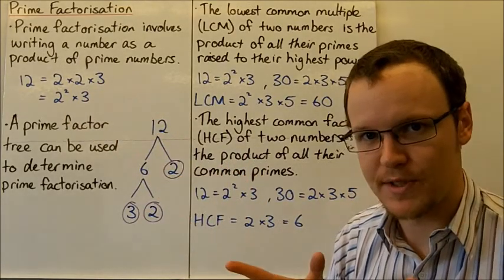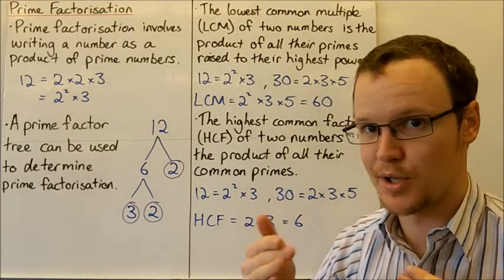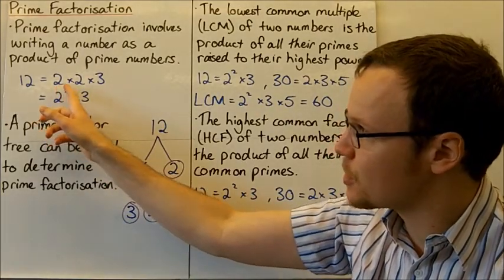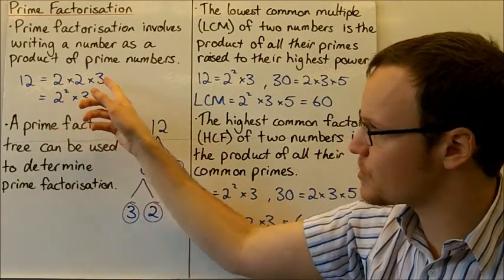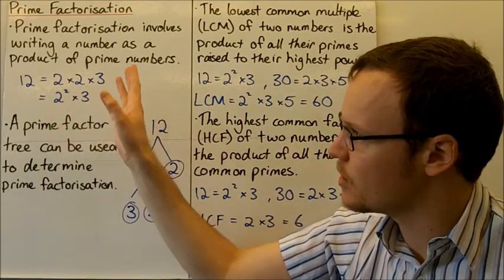So we all know that 12 is equal to 4 times 3, but 4 isn't a prime number. 4 is equal to 2 times 2. 2 is a prime number though. So if we make that 2 times 2, then 2 times 2 times 3 is 12. And that's the prime factorisation of 12.